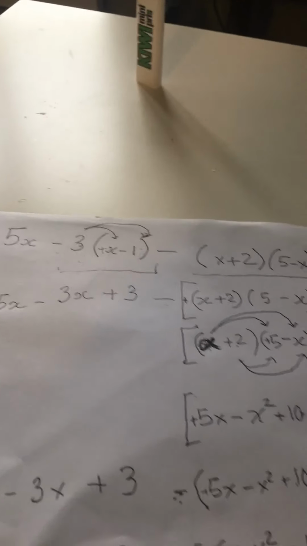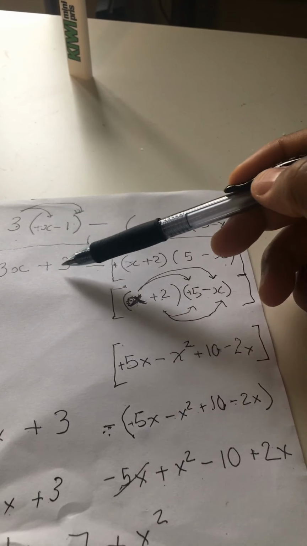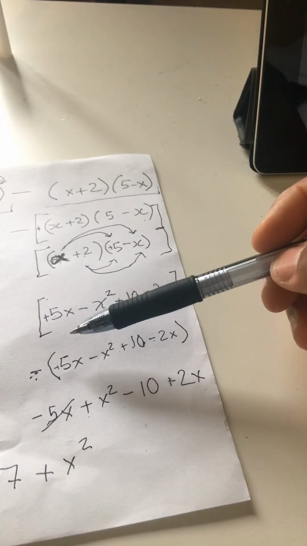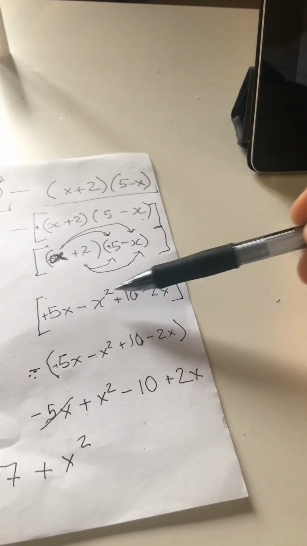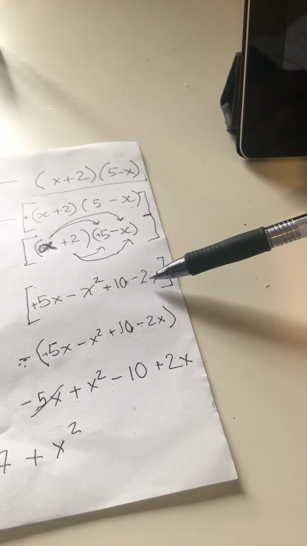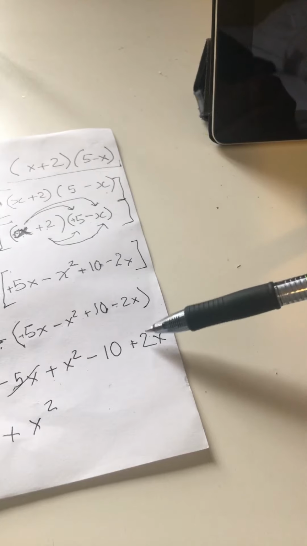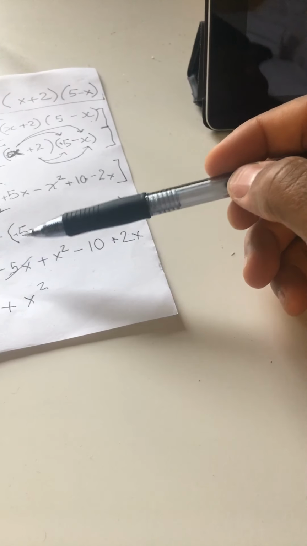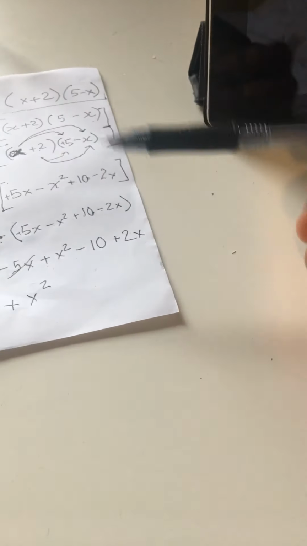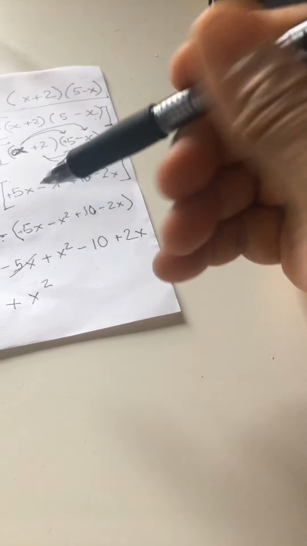I'll double check the work. Deal with these first: 5x minus 3x plus 3, minus x squared plus 10 minus 2x, minus 5x plus x squared minus 10 plus 2x. Great. 5x minus 5x cancels. Minus 3x plus 2x gives you minus x. Plus 3 minus 10 gives you minus 7 plus x squared.